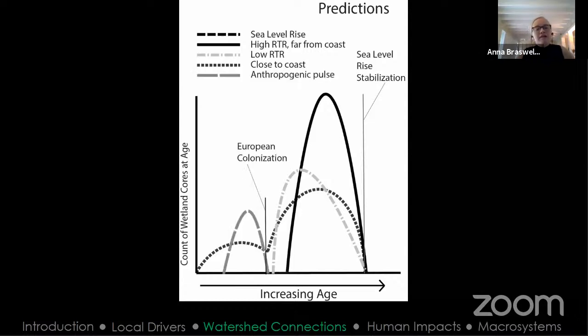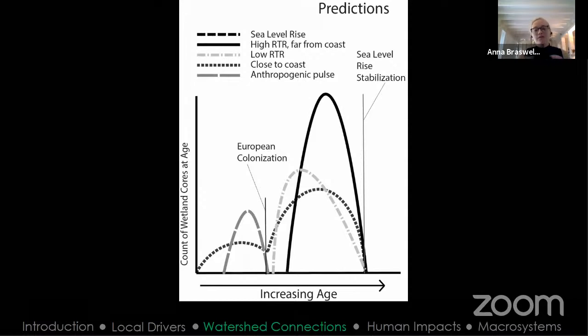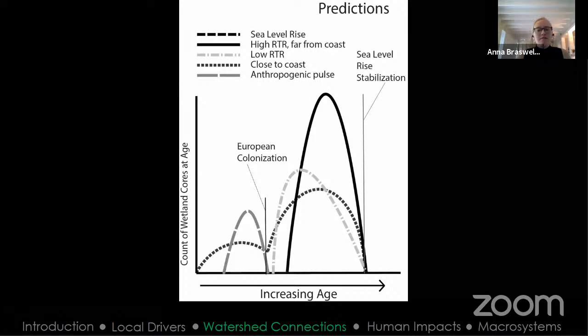And then we would also expect a younger bump if we see this European colonization signal. So if we see marshes forming after Europeans came and land use change happened, we would expect to see a younger signal. These distributions are messy, but by trying to pick them apart through our proxies, we can start to untangle what we might be seeing in these distributions.